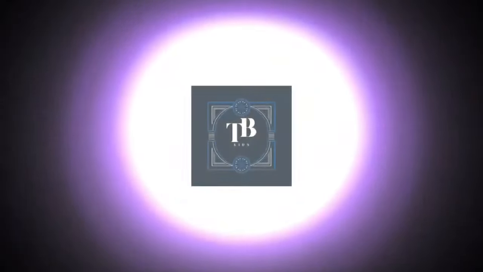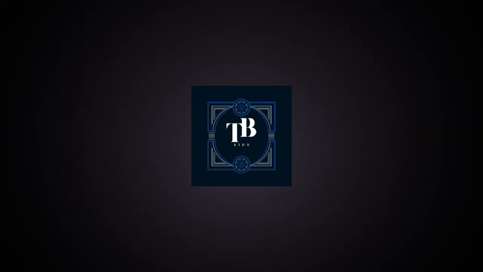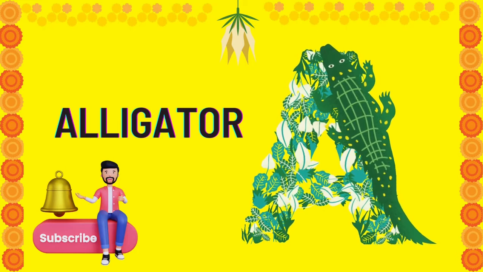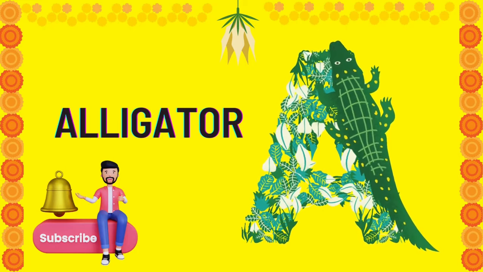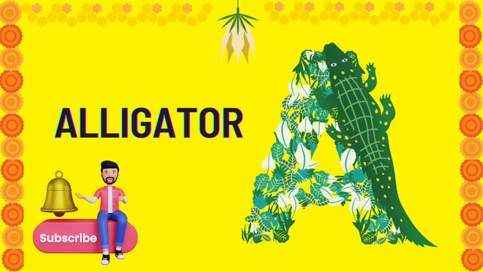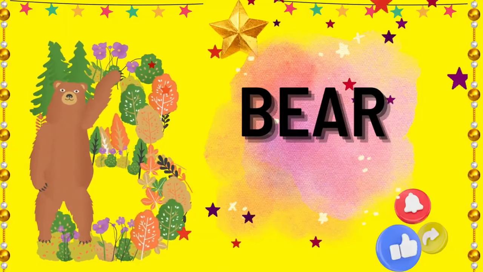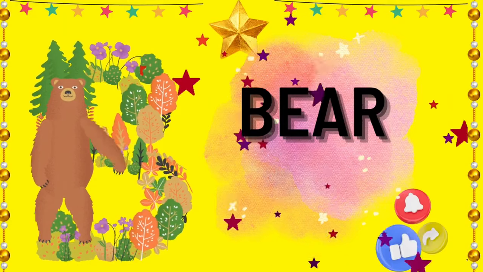Hello kids, today I will teach you alphabets with animal names. So let's start. A. A is for alligator. A L L I G A T O R. Alligator. B. B is for bear. B E A R. Bear.